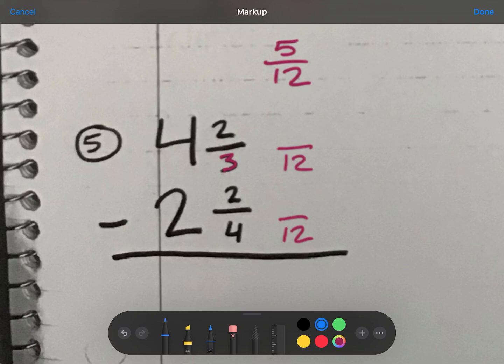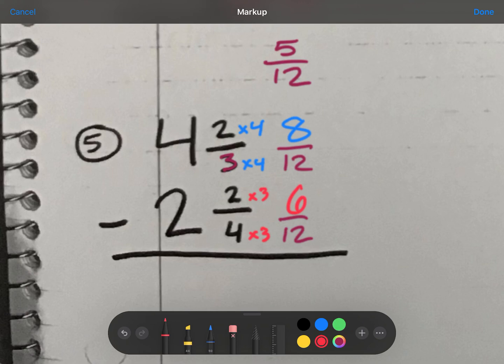So let me go back and let me fix. 3 times what gives me 12? Times 4. Times the top by 4. 2 times 4 is 8. All right, come down here. 4 times what gives me 12? 3. If I do that to the bottom, do it to the top, 2 times 3 is 6.